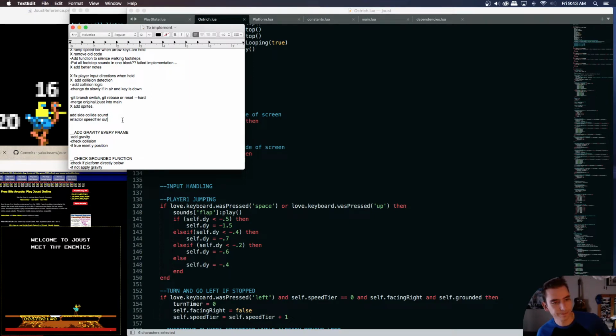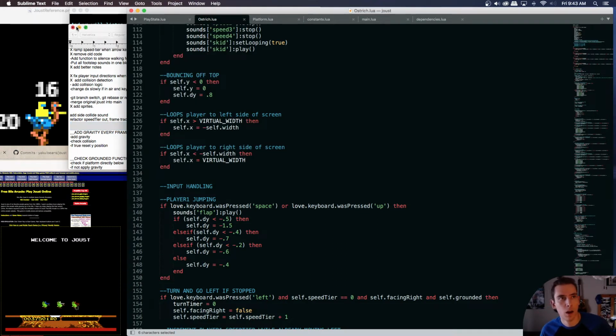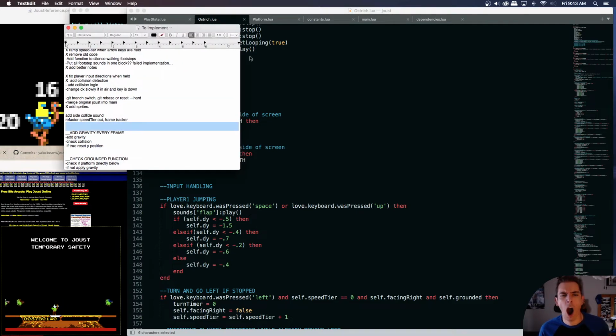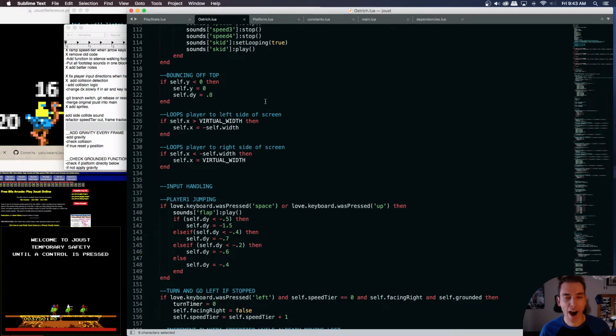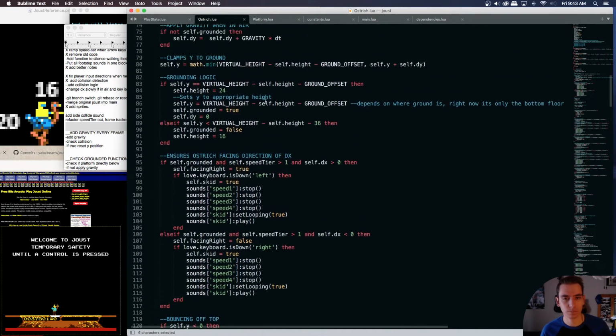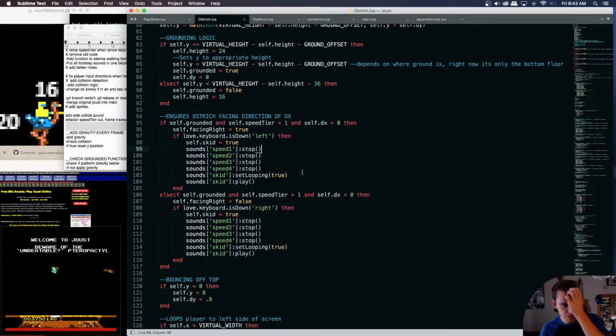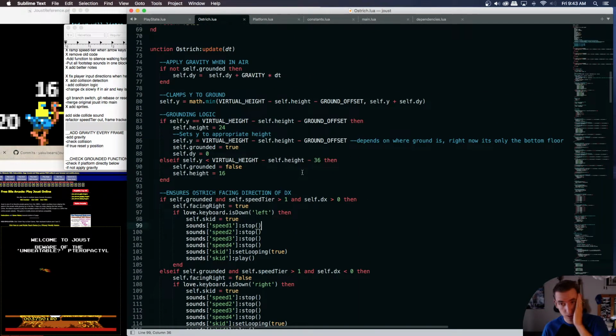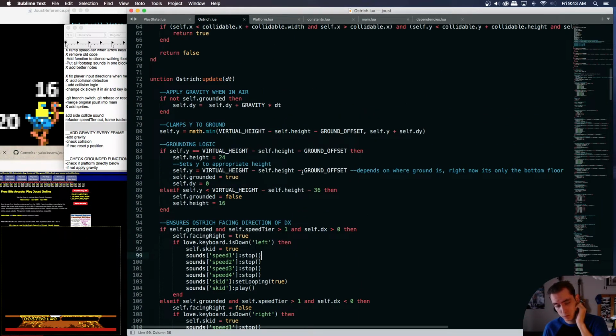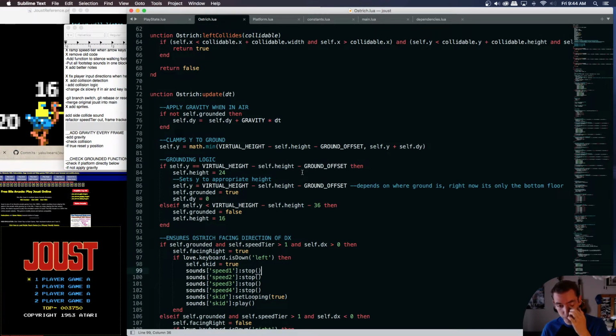As well as frame tracker at least. I still don't like how messy this is, or like not messy, but just chunky, but whatever. I don't know if the way to do it is to do a function or what. I'm not sure.